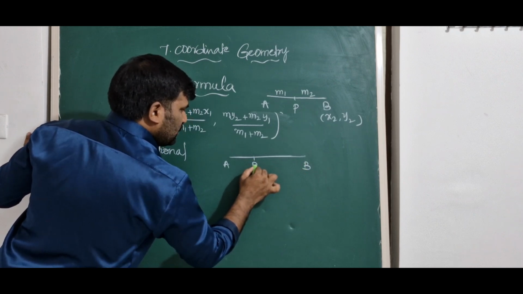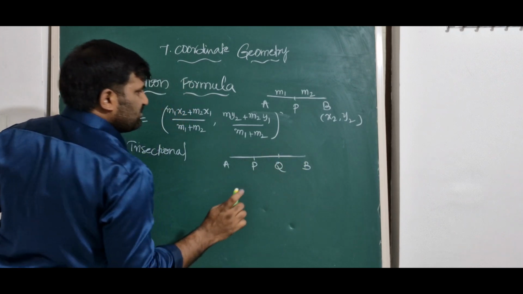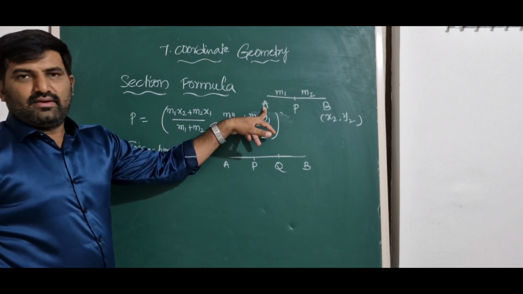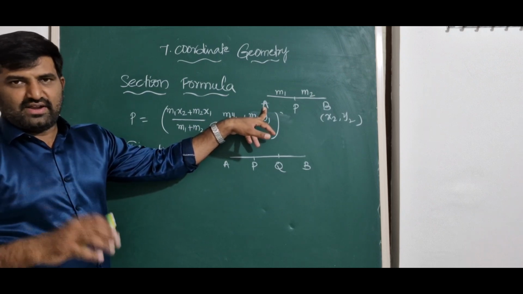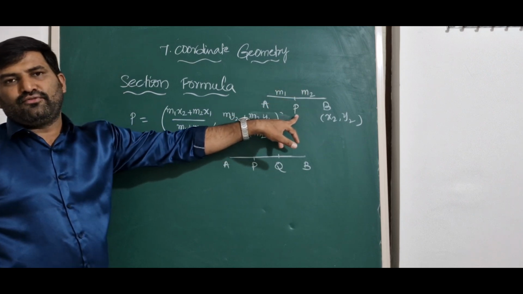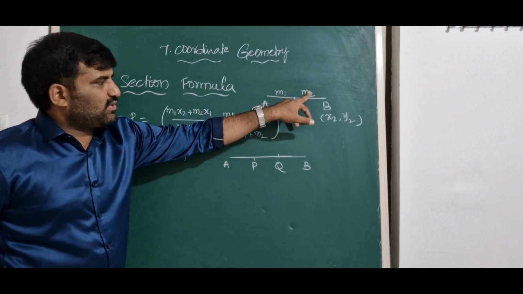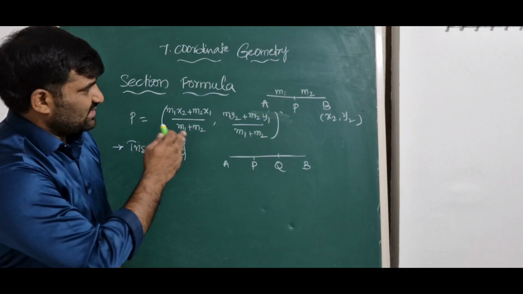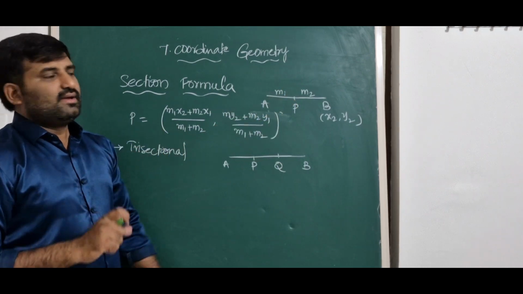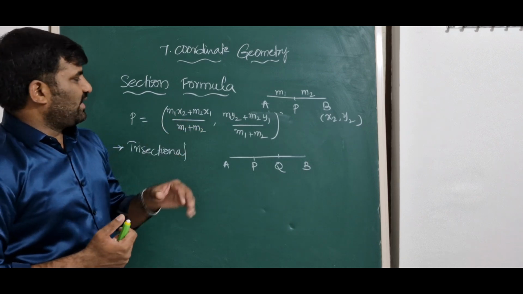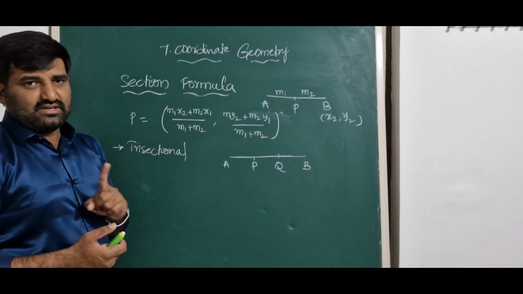If P and Q are the 2 points, the first basic question is they will give A with x1 y1 values in terms of numbers, and B value also will be given. A ratio will be given. We need to find the P value. Ratio is m1 m2. Coordinates of A are x1 y1, and coordinates of B are x2 y2. Substitute in this formula, directly you get the P value.